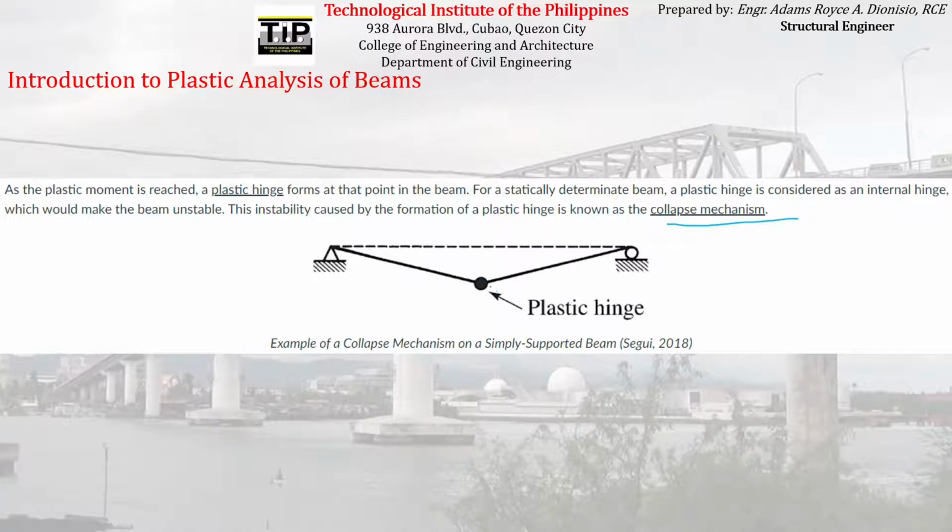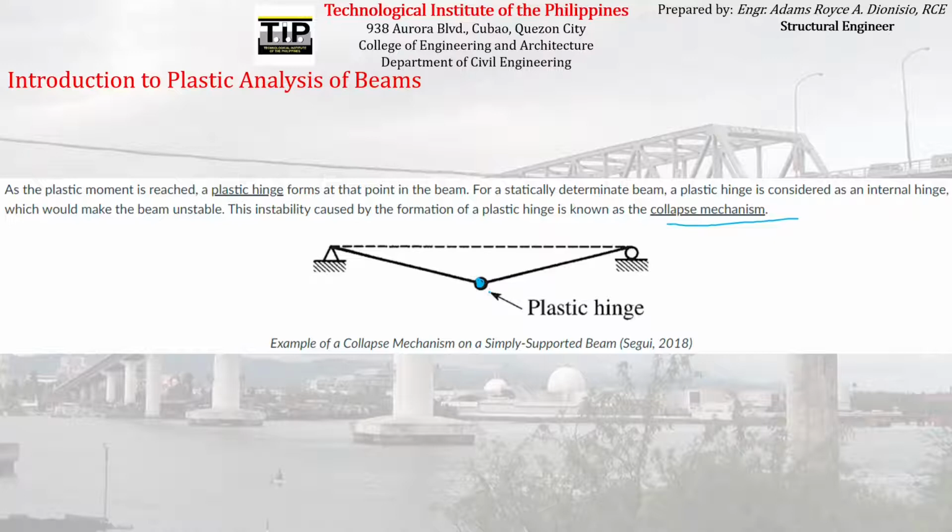So yan nga, kunyari puro yield stress na yung nararamdaman nung beam on that particular section because of the applied moments or because of the applied loads that cause the bending moments corresponding to plastic moment. Kapag puro FY na, puro yield stress na yung nararamdaman ng buong cross section, katulad nung kanina, may mabubuong tinatawag nga natin na plastic hinge, which is this. So para kang nagkakaroon ng internal hinge for the case of determinate beam.